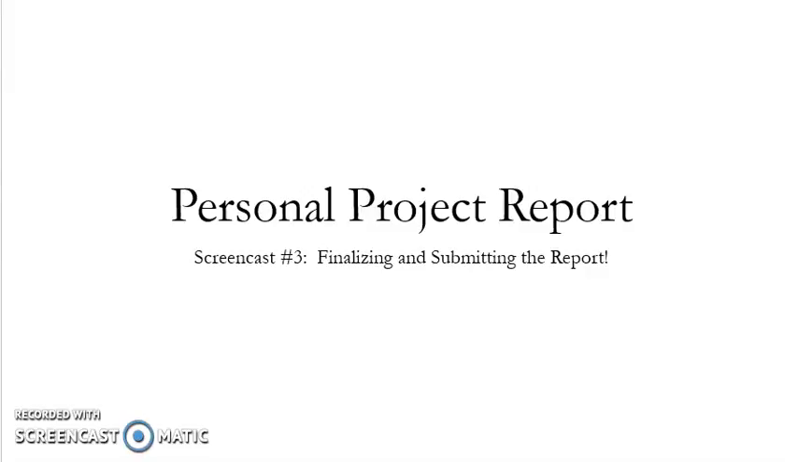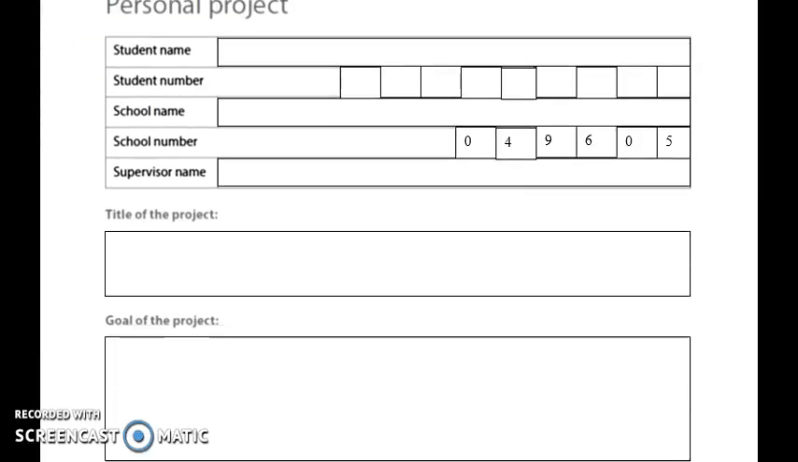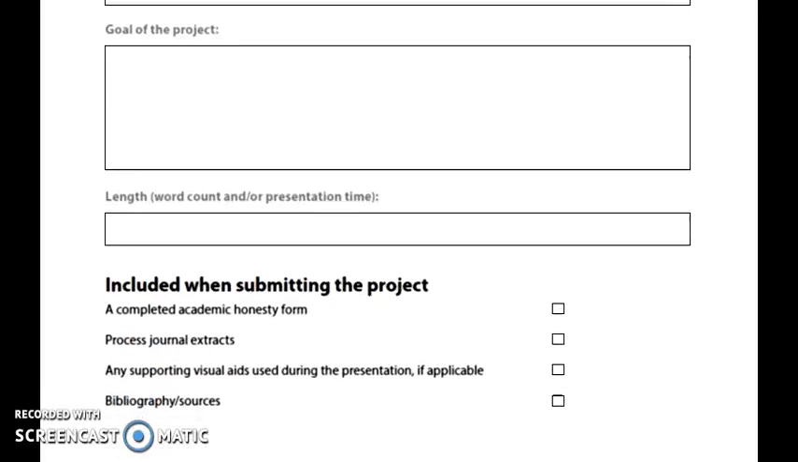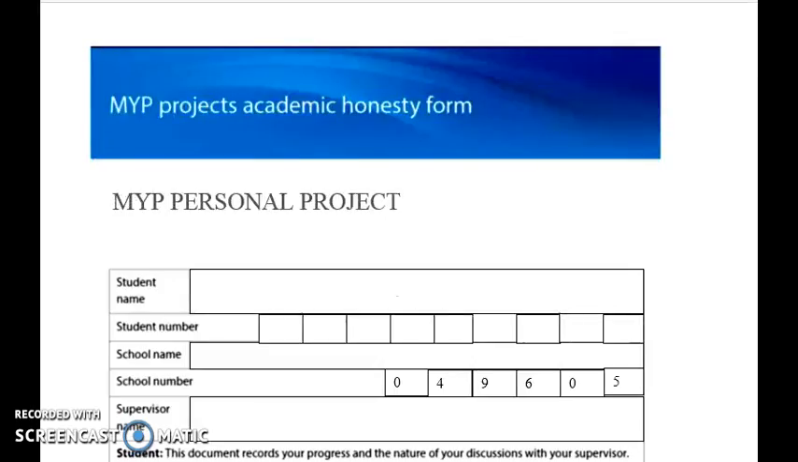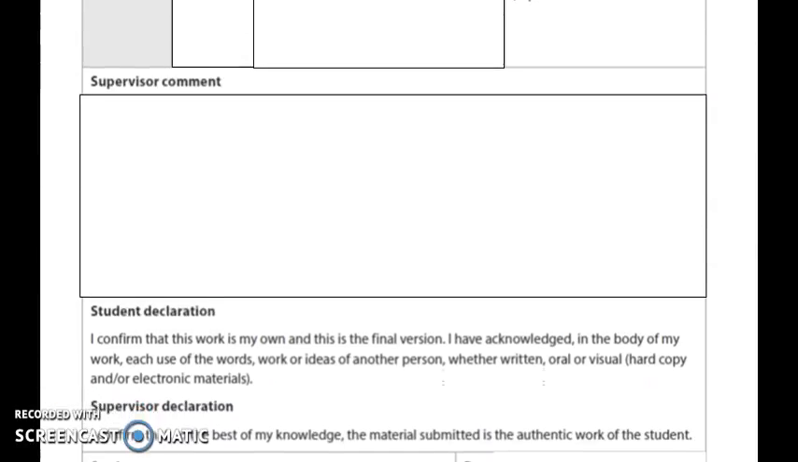Okay, for our last screencast for the personal project report, we're going to talk about finalizing and submitting your report. Before you get too far into finalizing your report and submitting it, I want to make sure that you've had 3 meetings with your supervisor. You completely filled out the cover sheet, which looks like this page, and the academic honesty form, which looks like this.